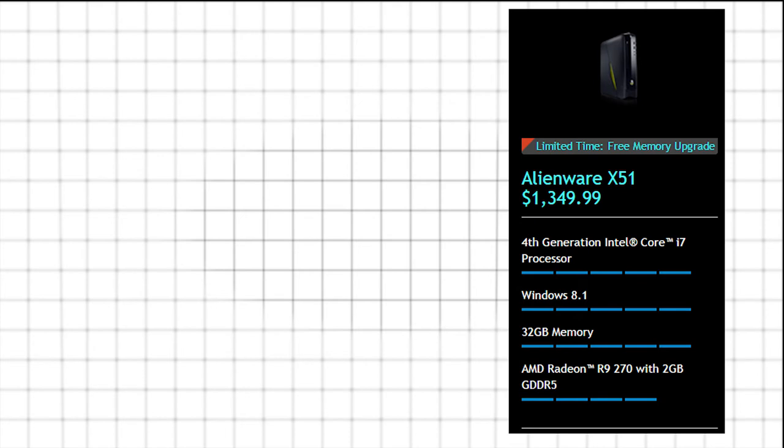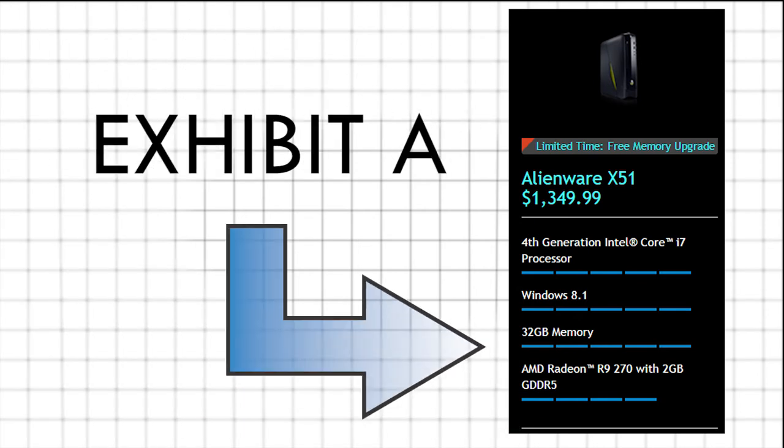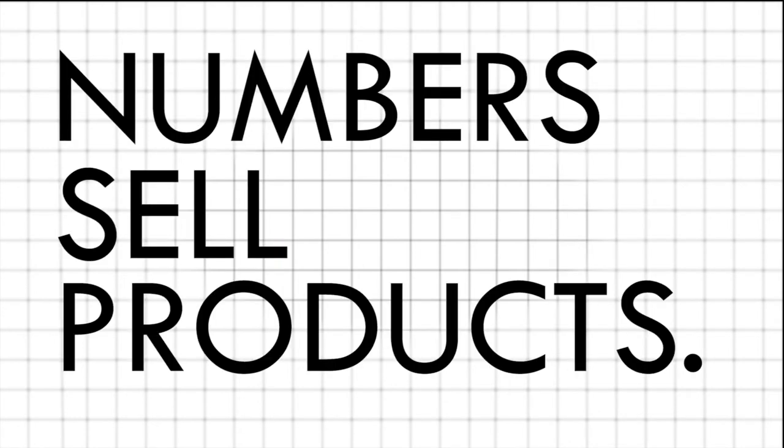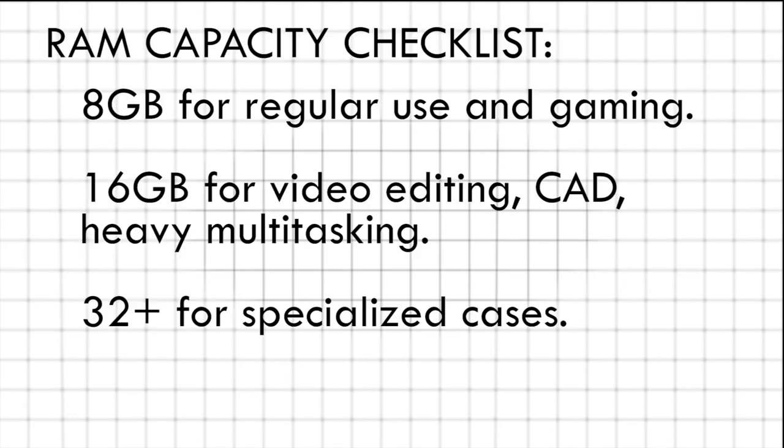One thing gaming computer pre-built manufacturers will try to sell you on is RAM capacity, because putting in a bunch of RAM is a cheaper way of selling machines to the uneducated than upgrading things that actually matter for gaming, like the graphics card. So to recap, 8GB for regular use in gaming, 16GB for video editing, CAD work, and heavy multitasking, and 32 or more for specialized cases such as running a bunch of virtual machines.